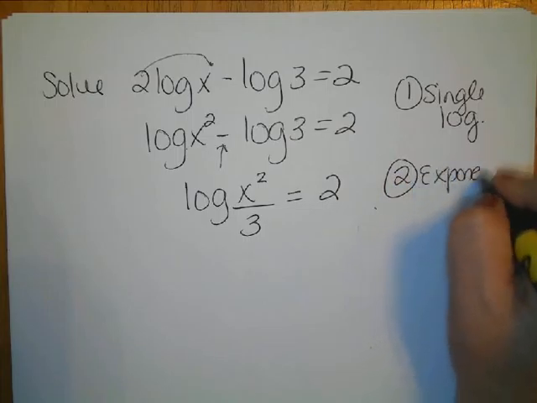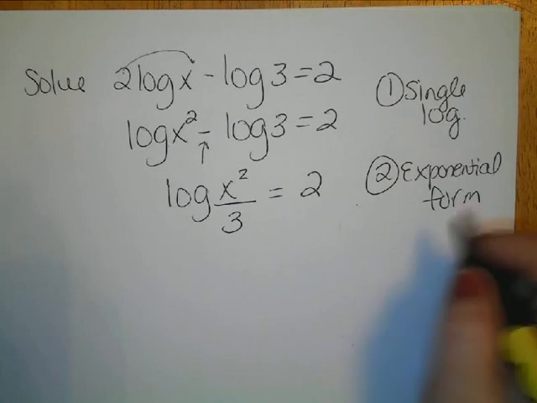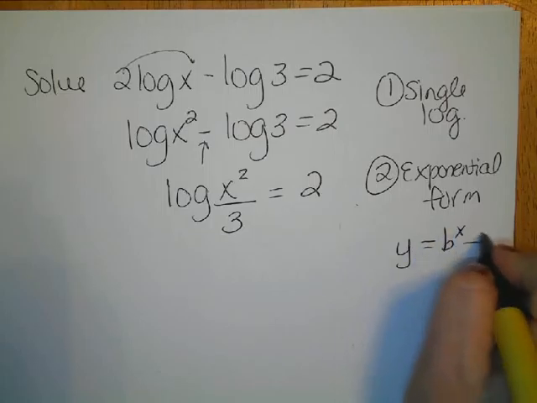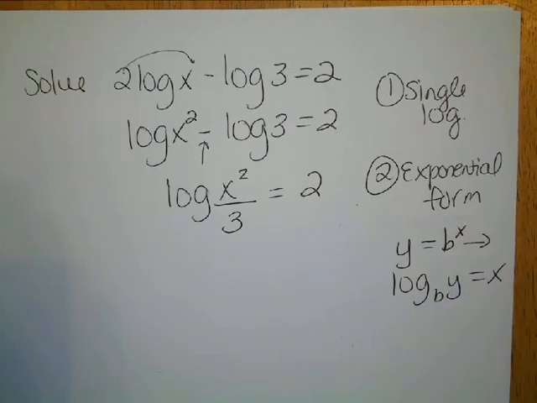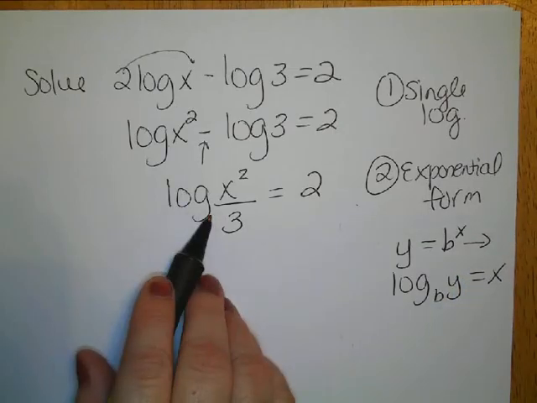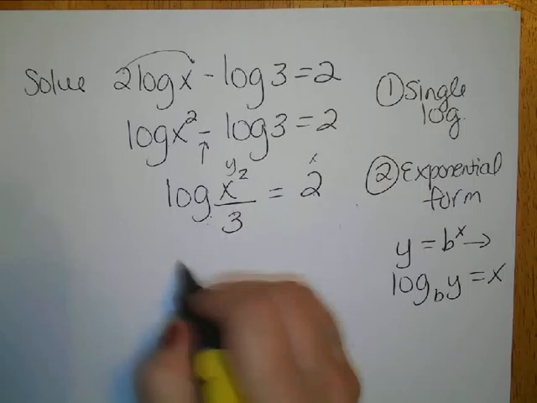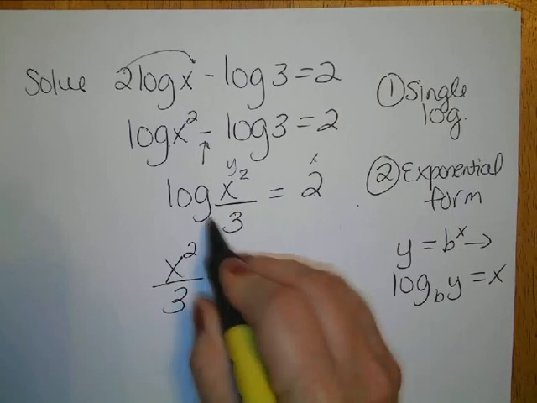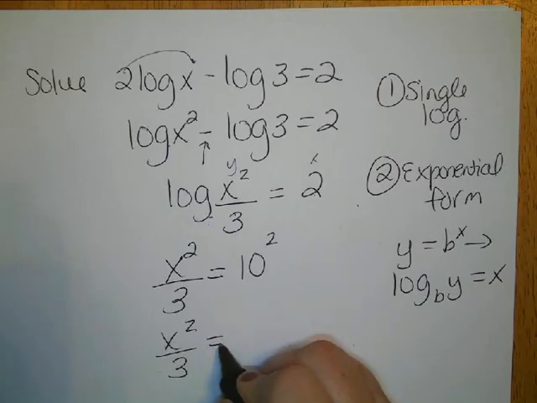So again, I'm going to bring back this y equals b to the x. I can write it as log base b of y equals x. So here I have log base 10 of y, this is y, equals x. So my y comes first, equals my base, which is 10 to the second power. Now this is just regular old algebra. I have x squared over 3 equals 100 if I put it in my calculator. I'm going to multiply both sides by 3.